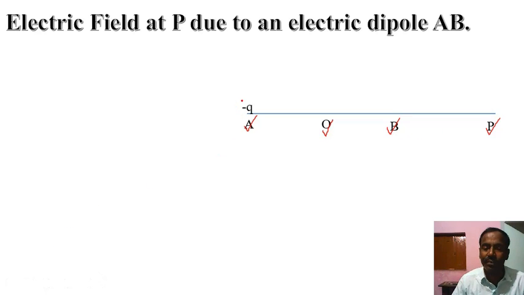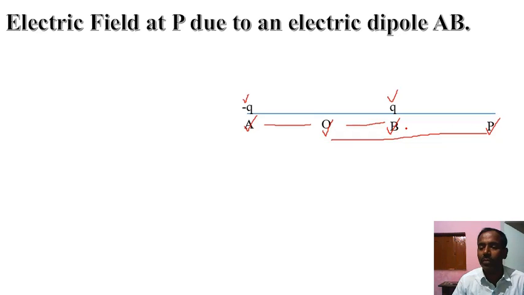A has minus Q charge and B has plus Q charge. A, B are separated by a distance 2a and O is the midpoint. Therefore, AO equal to BO equal to a. And P is located at a distance r from the midpoint. Therefore, BP equal to OP minus OB.